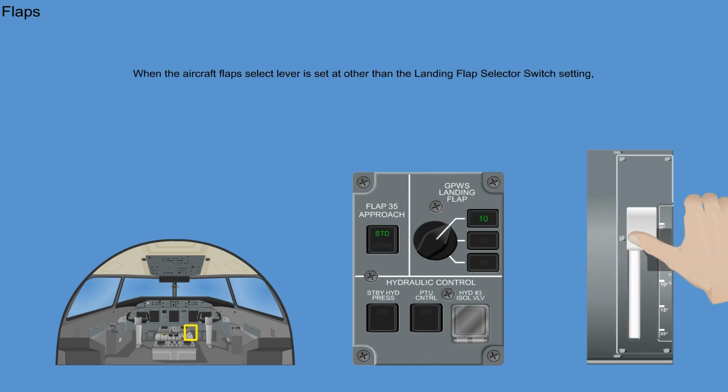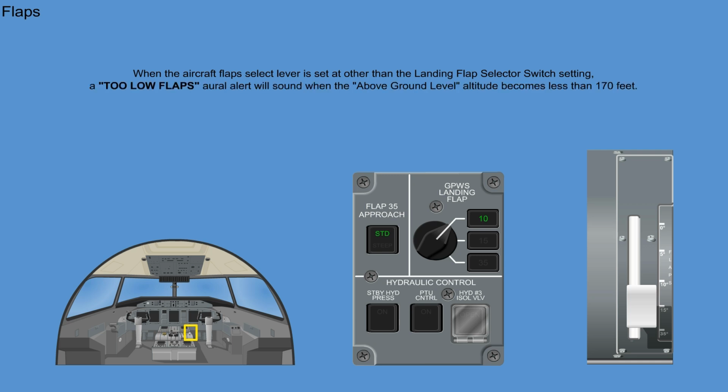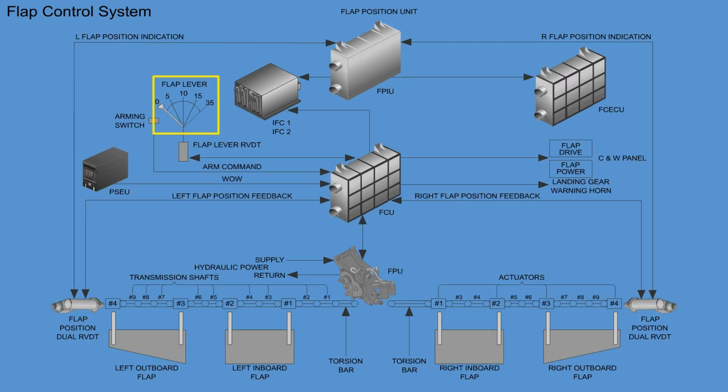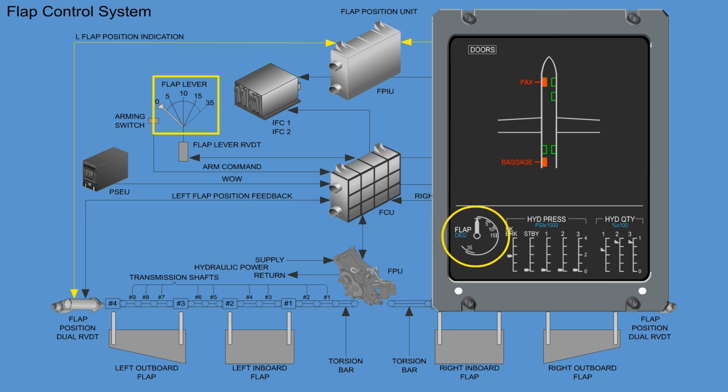When the aircraft flap select lever is set at other than the landing flap selector switch setting, a "too low flaps" aural alert will sound when the above ground level altitude becomes less than 170 feet. When the flap selector lever is in the 0 degrees position, all flaps are retracted, and the flap position indicator points to 0 degrees.